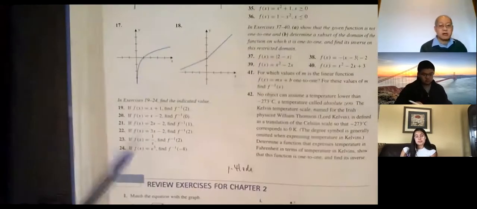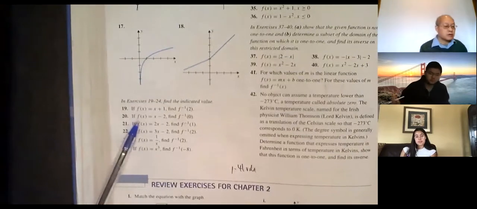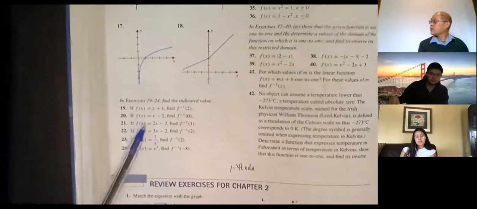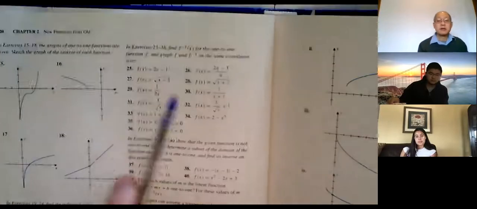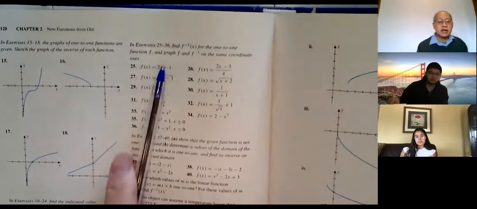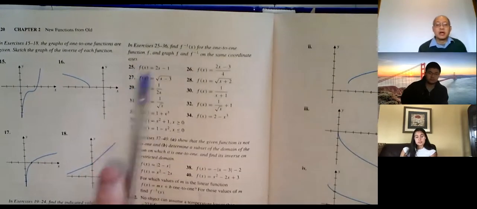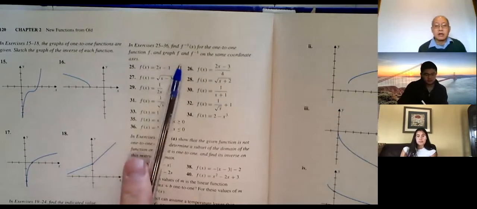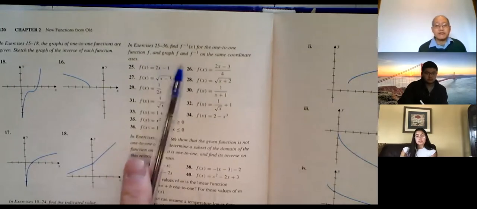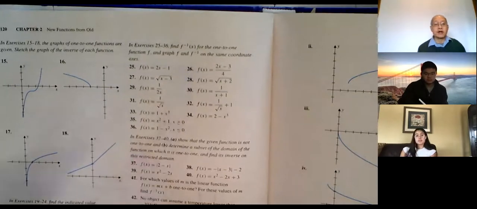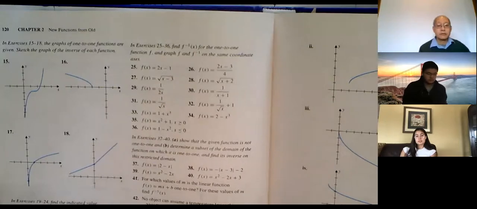Okay, so I showed you how to do a couple of those. And in the last few minutes, how do you find the inverse? Find f inverse for the one-to-one function. They're saying these are one-to-one, and they also want you to graph the function and its inverse on the same coordinate axis. So how do you do that?